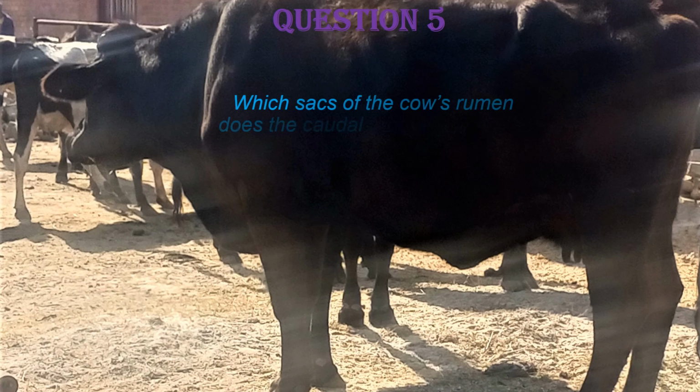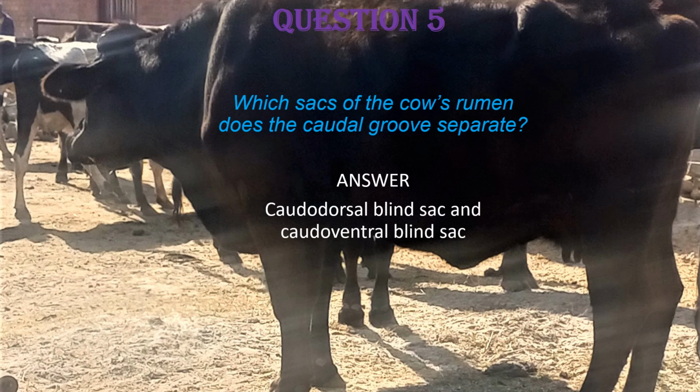Question 5. Which sacs of the cow's rumen does the caudal groove separate? And the answer is it separates the caudodorsal blind sac and the caudoventral blind sac.